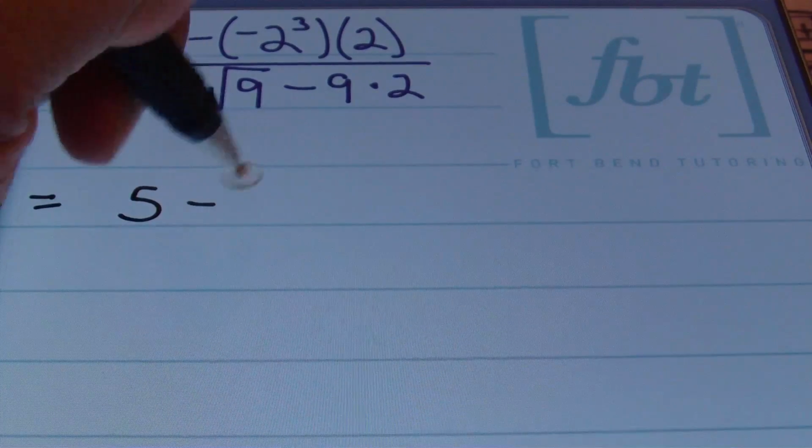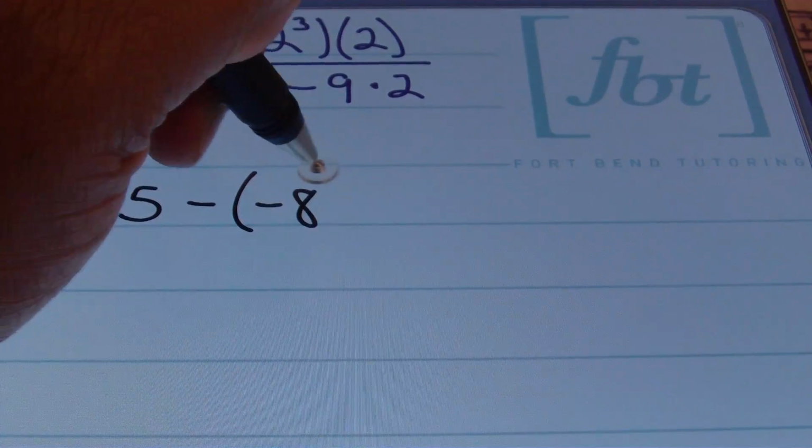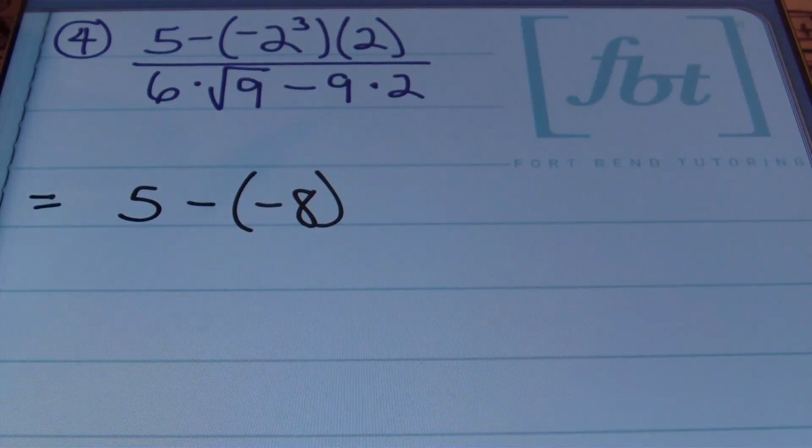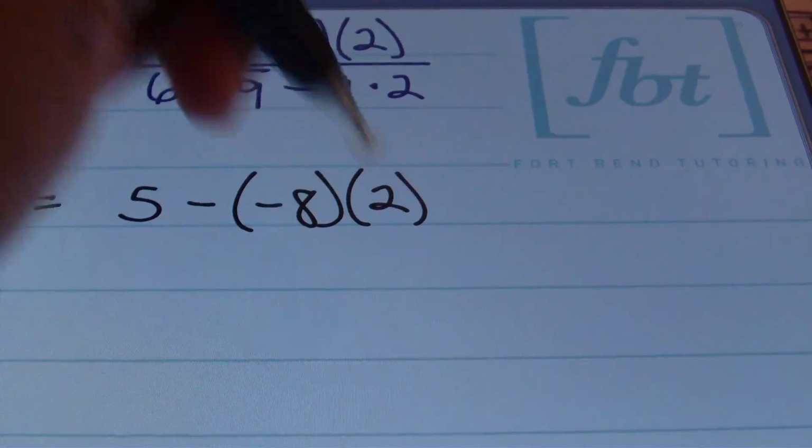I'll have 5 minus negative 8. How did I get negative 8? Because 2 to the third power means 2 times 2 times 2. And 2 times 2 is 4, and 4 times 2 is 8. And I simply brought this negative down. This negative sign inside the parentheses was not a part of my process of simplifying that exponent. I just brought it straight down. It had nothing to do with it at all, because the exponent only applied to the number 2 and not to the negative. All right? Then I'll say that this is times 2.